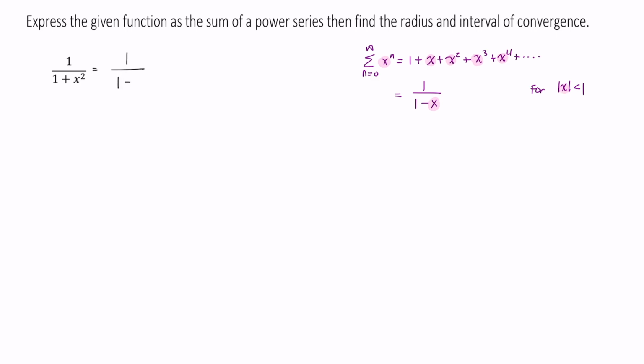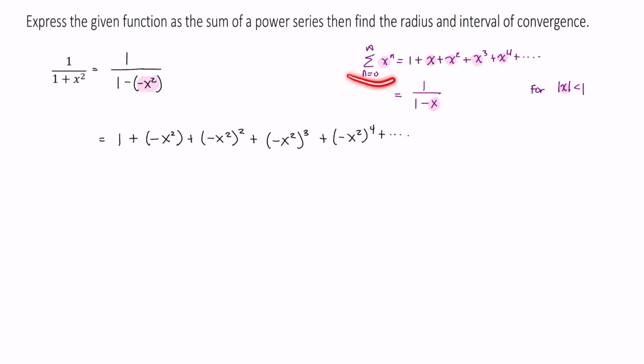1 over 1 minus negative x squared. Clearly then this is the blob, our negative x squared, so everywhere I see an x, a pink highlighted spot, I'm going to write in negative x squared. So this is 1 plus negative x squared plus negative x squared squared plus negative x squared cubed plus negative x squared to the fourth, and I'll stop here.